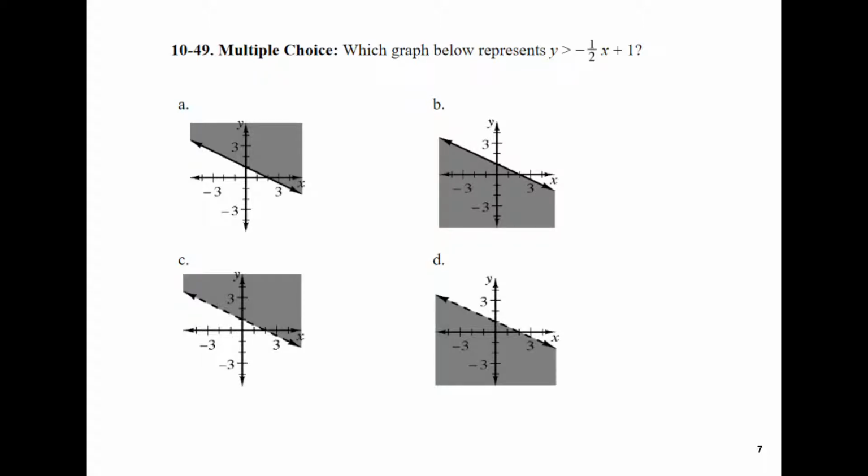10-49. Which graph below represents y is greater than negative 1/2 x plus 1? Looking at my inequality sign, it is a greater than symbol, so it needs to be dotted. So choice A and choice B are out. When we pick a test point (0, 0) and plug it in, is 0 greater than 1? That is a false statement. So we do not want to shade over (0, 0). We want to shade the opposite side. So C would be the correct graph of this inequality.